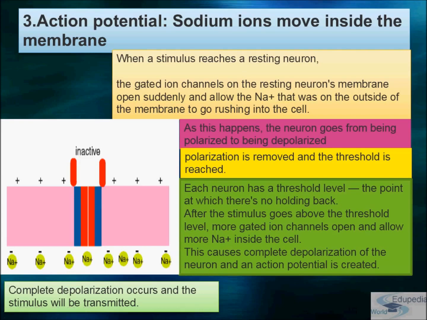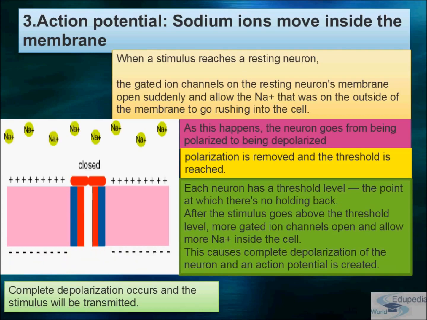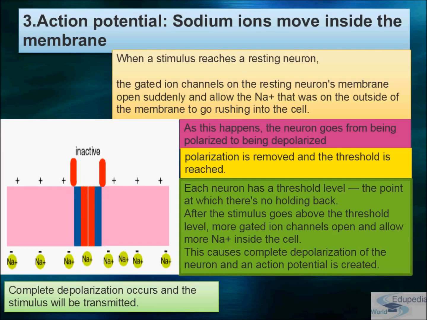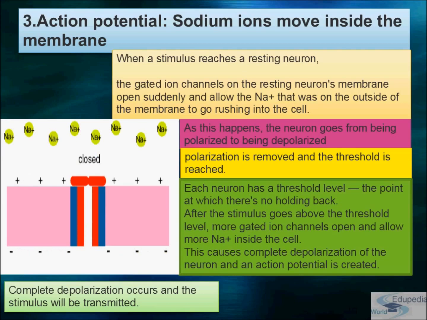As this happens, a neuron goes from being polarized to being depolarized. Now the neuron is no longer polarized; it has converted into depolarized. Polarization is removed and threshold is reached. As soon as polarization is removed, threshold is reached.